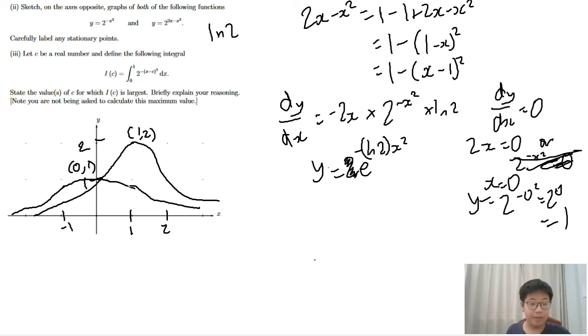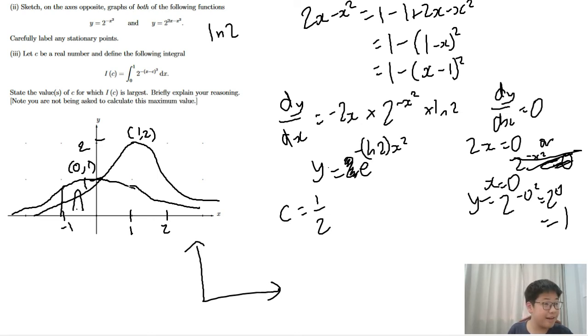Let c be a real number and define the following integral. State the value of c for which I(c) is the largest. So this means that c equals half. Do you know why it's half? Because if we try plotting a value of area from 0 to 1, it will still look the same because this has the same area as this. So it would probably go from here to here. But no, the area is not constant. This is not a constant curve. So it will probably taper up a bit like this and up a bit.